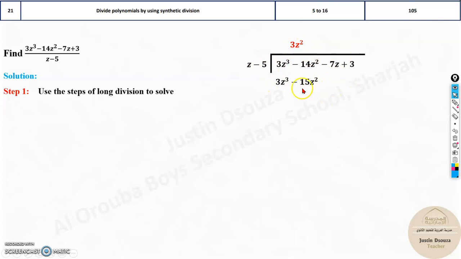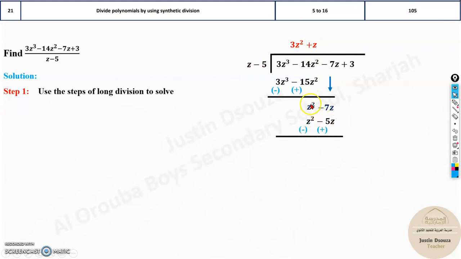Minus 5 times 3 is negative 15z squared. Change the signs, this first term cancels. Over here you'll get only plus z squared. Why? Because 15 minus 14 is 1 z squared. Now bring this minus 7z down, and now what do you need to multiply? It's only z. So z multiplied by z is z squared, and minus 5 times z is minus 5z.